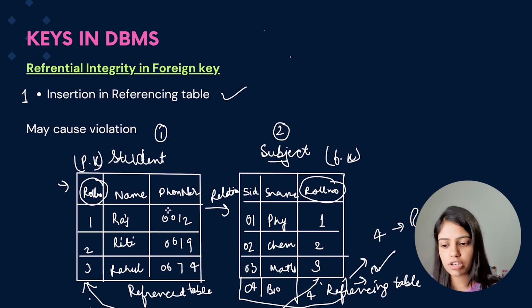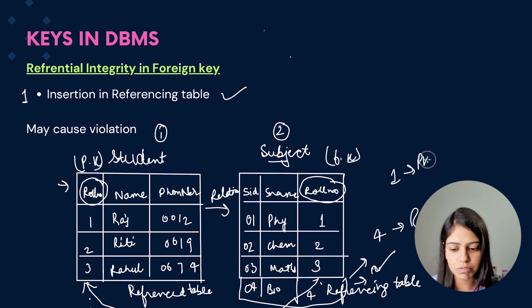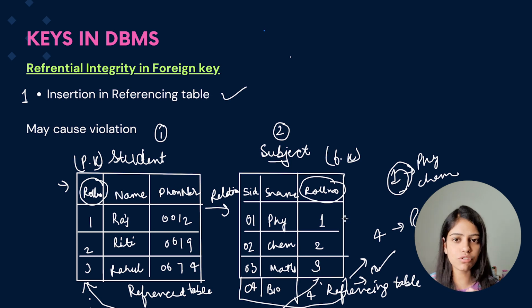Why am I saying may cause violation? Because consider there could be a possibility that roll number 1 is taking 2 subjects, physics and chemistry. So I can insert data for roll number 1 twice or thrice or 4 or 5 times. So basically it's not that insertion will always cause a violation, but it may or may not cause one. It's fine whenever there is a roll number which is present in the student table and for that roll number I am making an entry in the referencing table, but it may cause violation whenever there is an insertion for an entry which is not present in the student table.